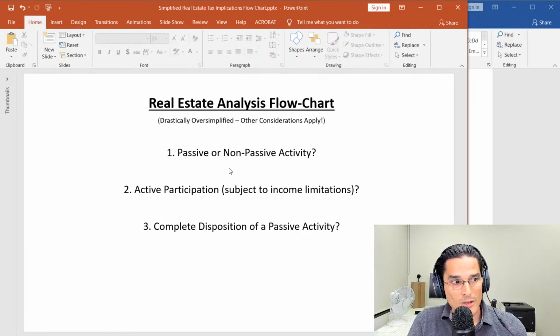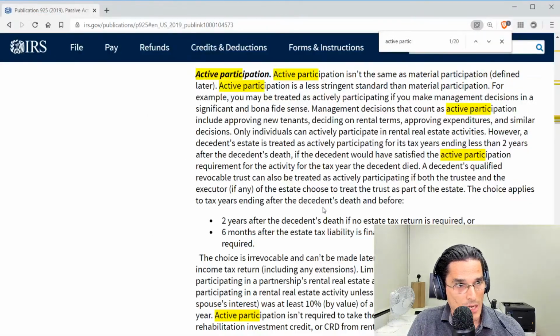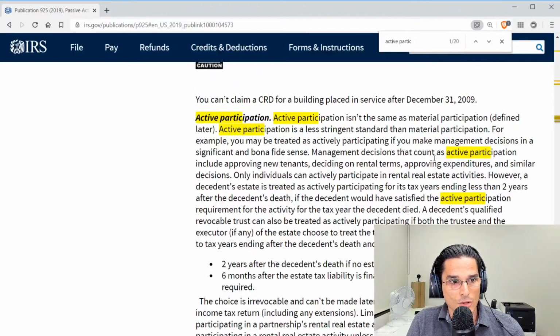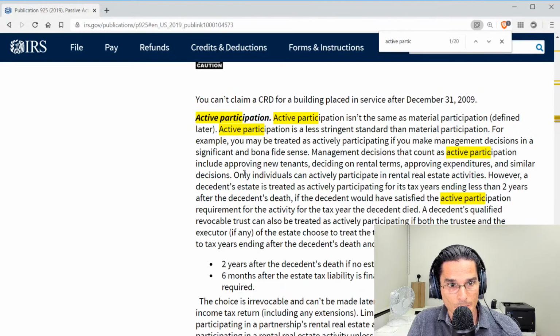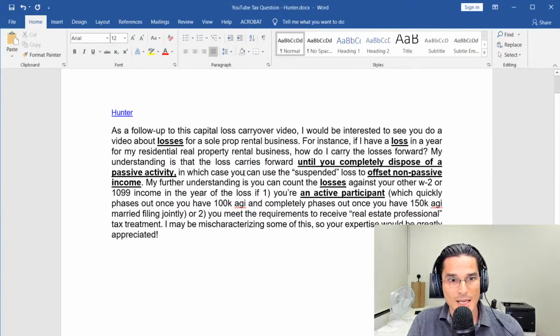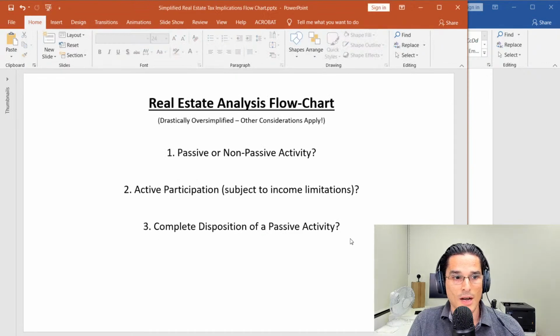Next, you want to evaluate if you actively participate. We looked at the requirements for active participation, being that you make management decisions, approving new tenants, deciding on rental terms, approving expenditures, and similar decisions. All right, so keep that in mind. That's going to be another factor here in terms of figuring out the tax implications of all of this.